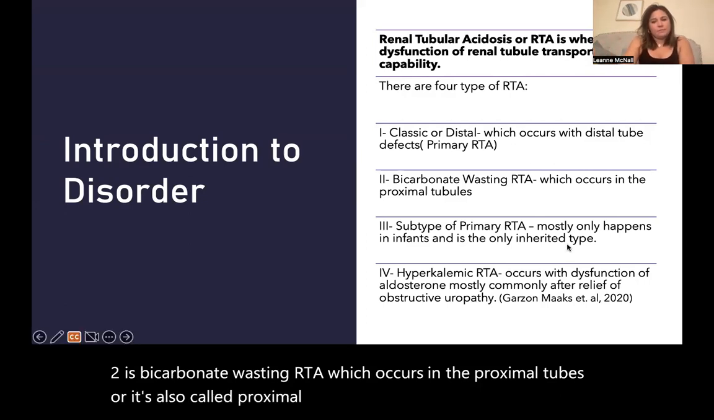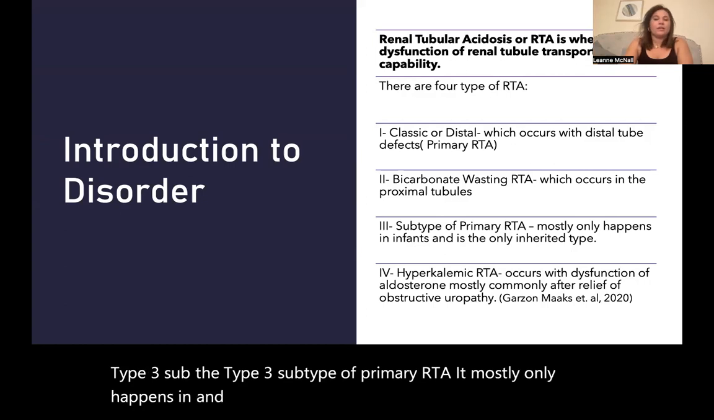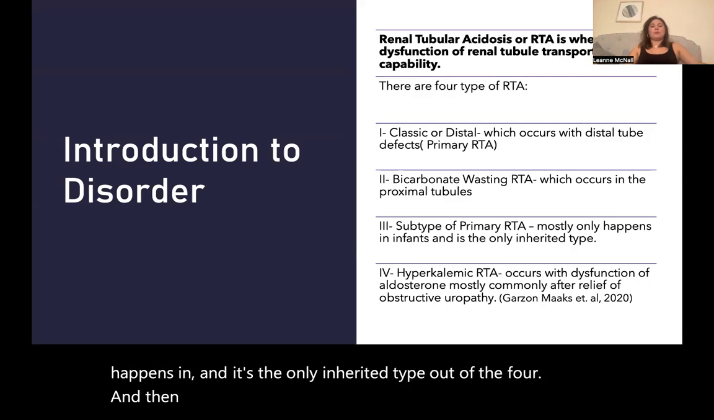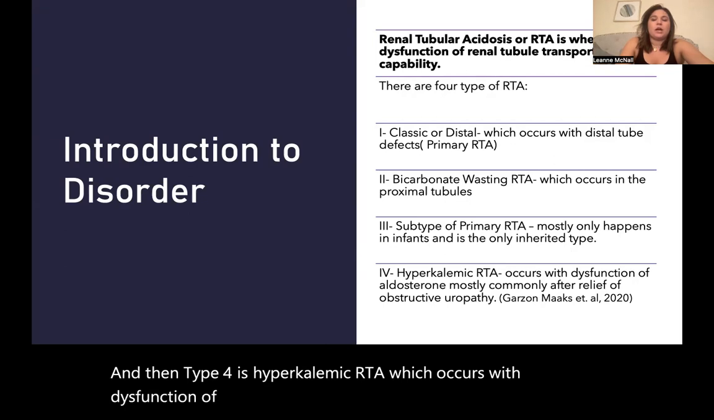The type 3 subtype of primary RTA mostly only happens in infants, and it's the only inherited type out of the four. And then type 4 is hyperkalemic RTA, which occurs with dysfunction of aldosterone, most commonly after relief of obstructive uropathy.